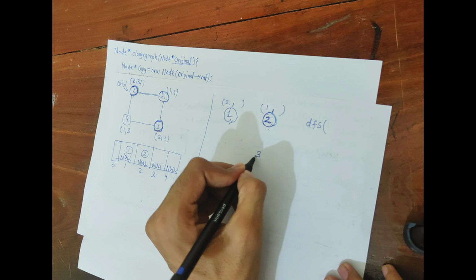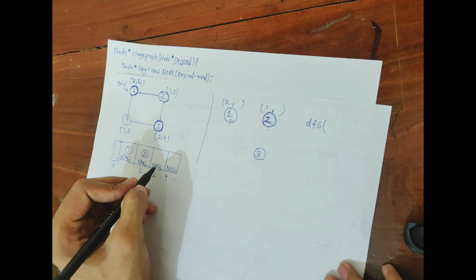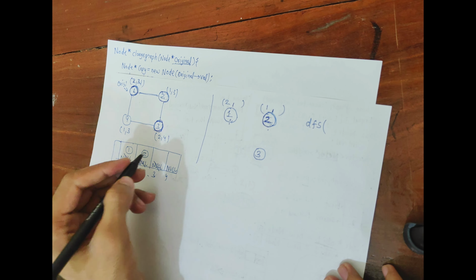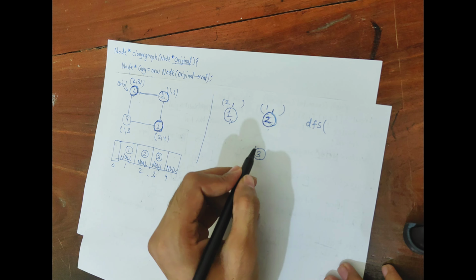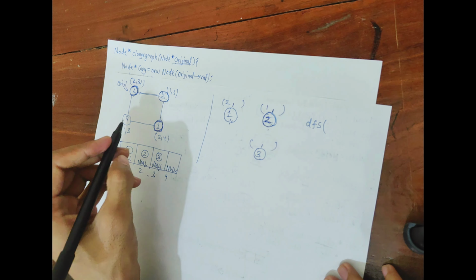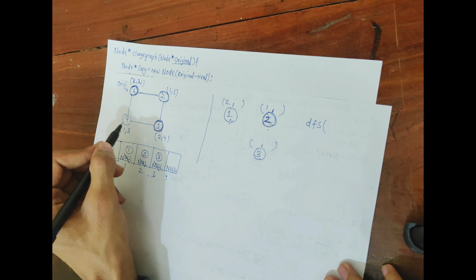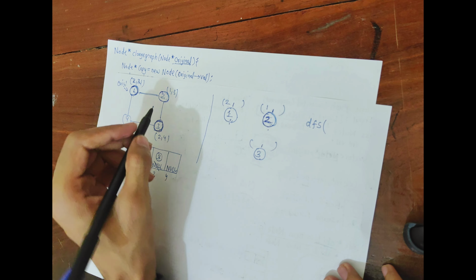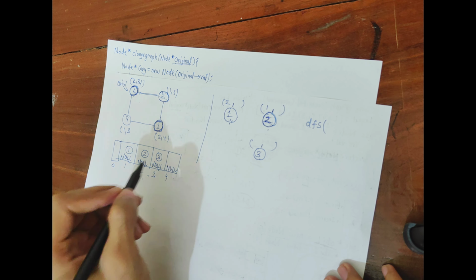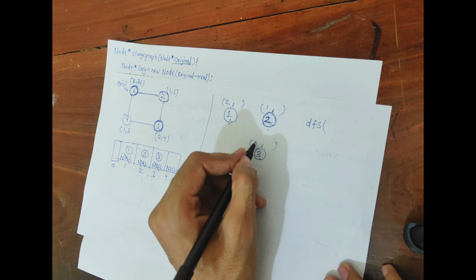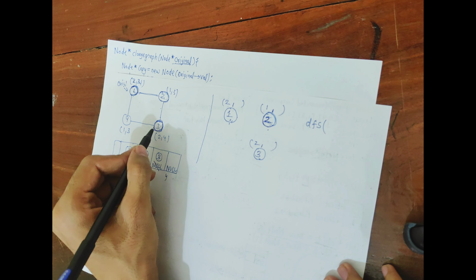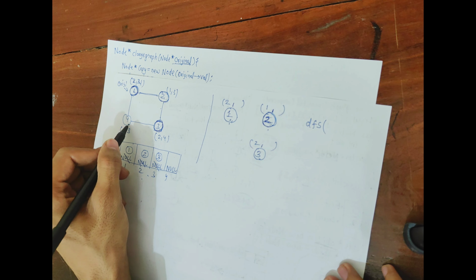So I will first create it, and then I will push 3's address into that visited vector. Now I will check 3's neighbor. 3's neighbor is 2 and 4, so I will start with the first neighbor, that is 2. 2 is already visited, so I need to push its address into its neighbor part, so I will push this 2. Now I will check its second neighbor, that is 4.